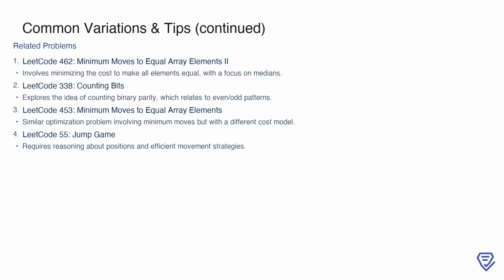Another related problem is LeetCode 338, counting bits, which explores counting binary parity and even/odd patterns. This problem also requires reasoning about even and odd groupings, though in a different context. LeetCode 453, minimum moves to equal array elements, is another optimization problem that involves minimizing moves, but it uses a different cost model. Finally, LeetCode 55, jump game, is a problem where you also need to reason about positions and how to move efficiently. While it's not directly related to parity or cost minimization, it shares the theme of strategic movement across a set of positions.